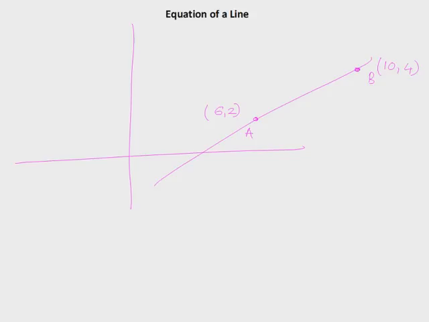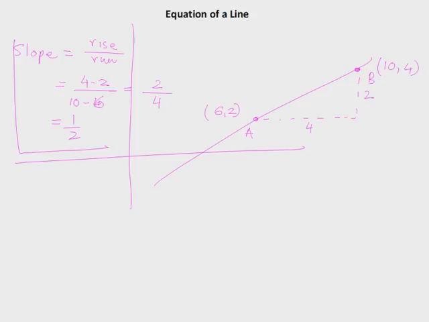I know its slope. So I'll calculate the slope. The slope is rise over run, which in this case is, the rise is 4 minus 2. I've gone up a distance of 2. And the run is 10 minus 6. I've gone across a distance of 10 minus 6, which is 2 over 4, which is half. So I know my slope is half. What do I do with this? Let me illustrate how I got the slope. This is 4, this is 2. And the slope is the ratio of the vertical rise over the horizontal run.